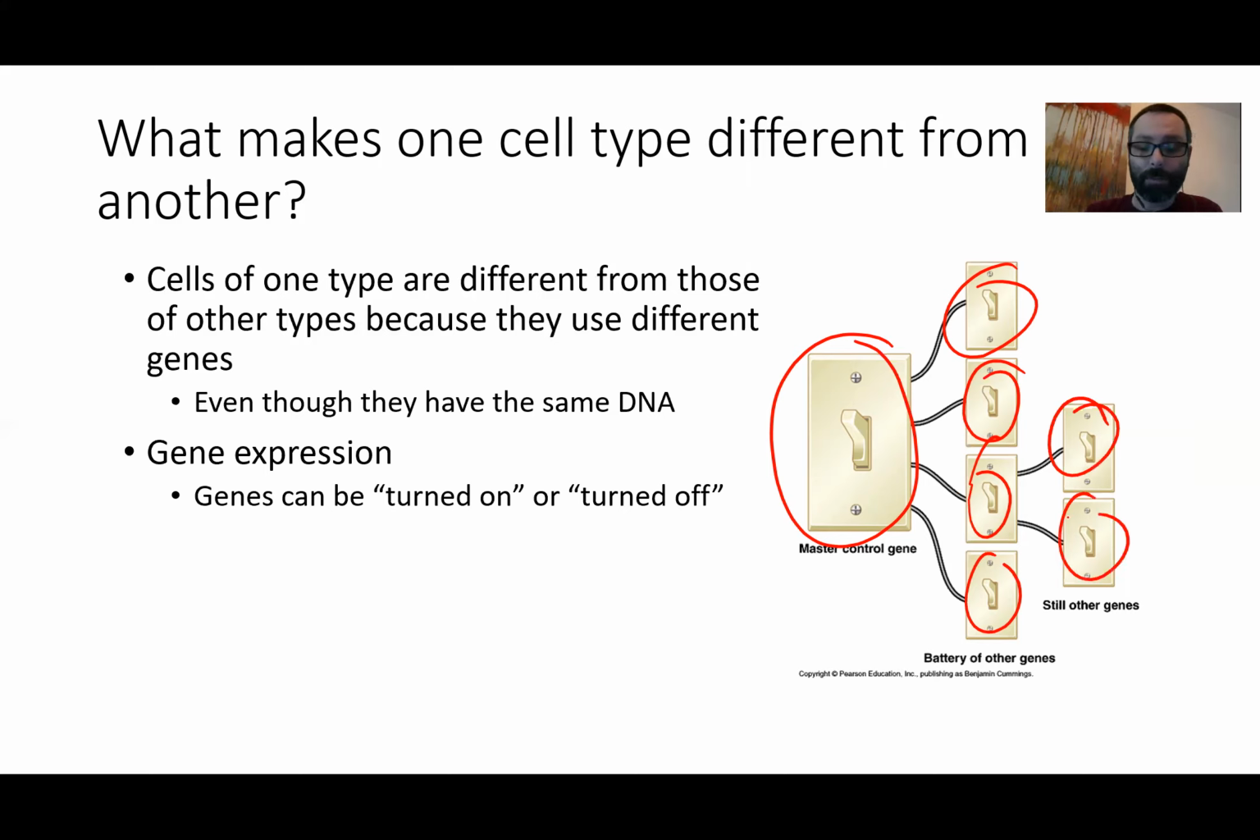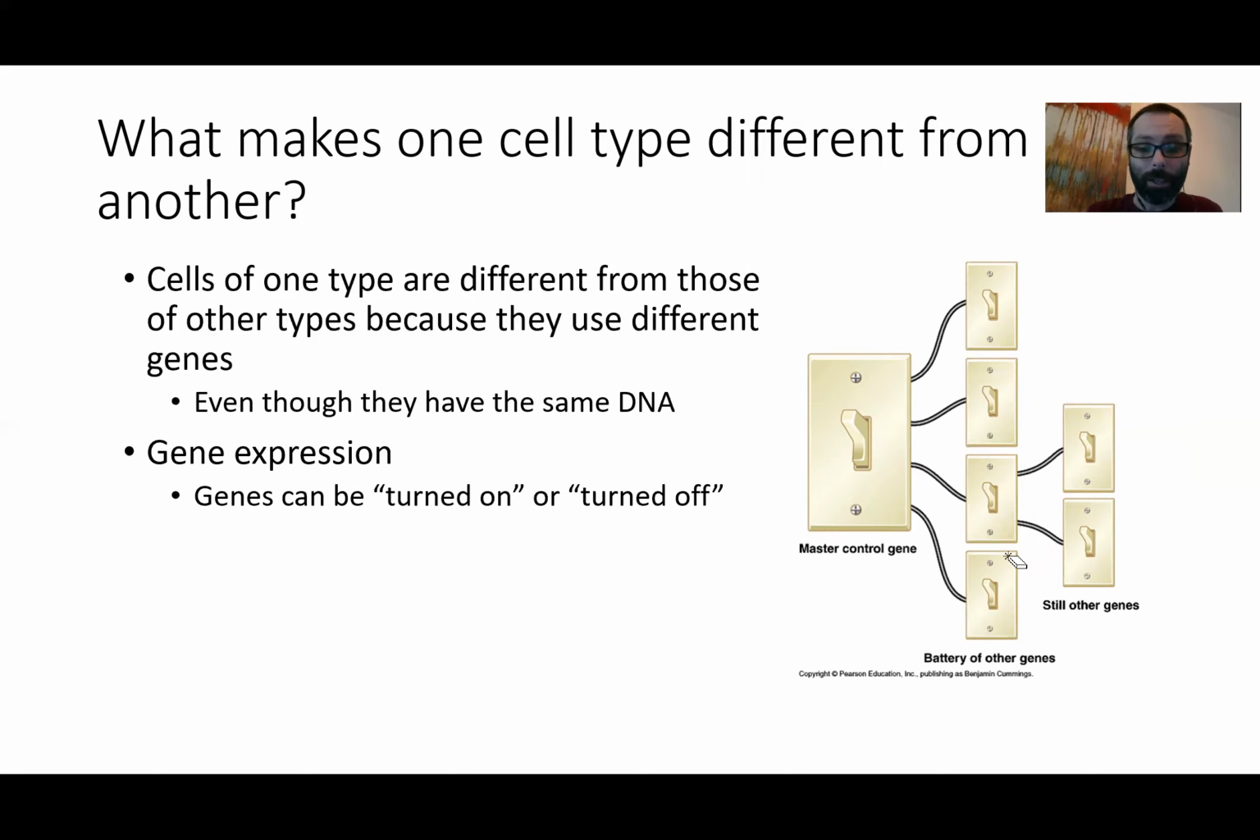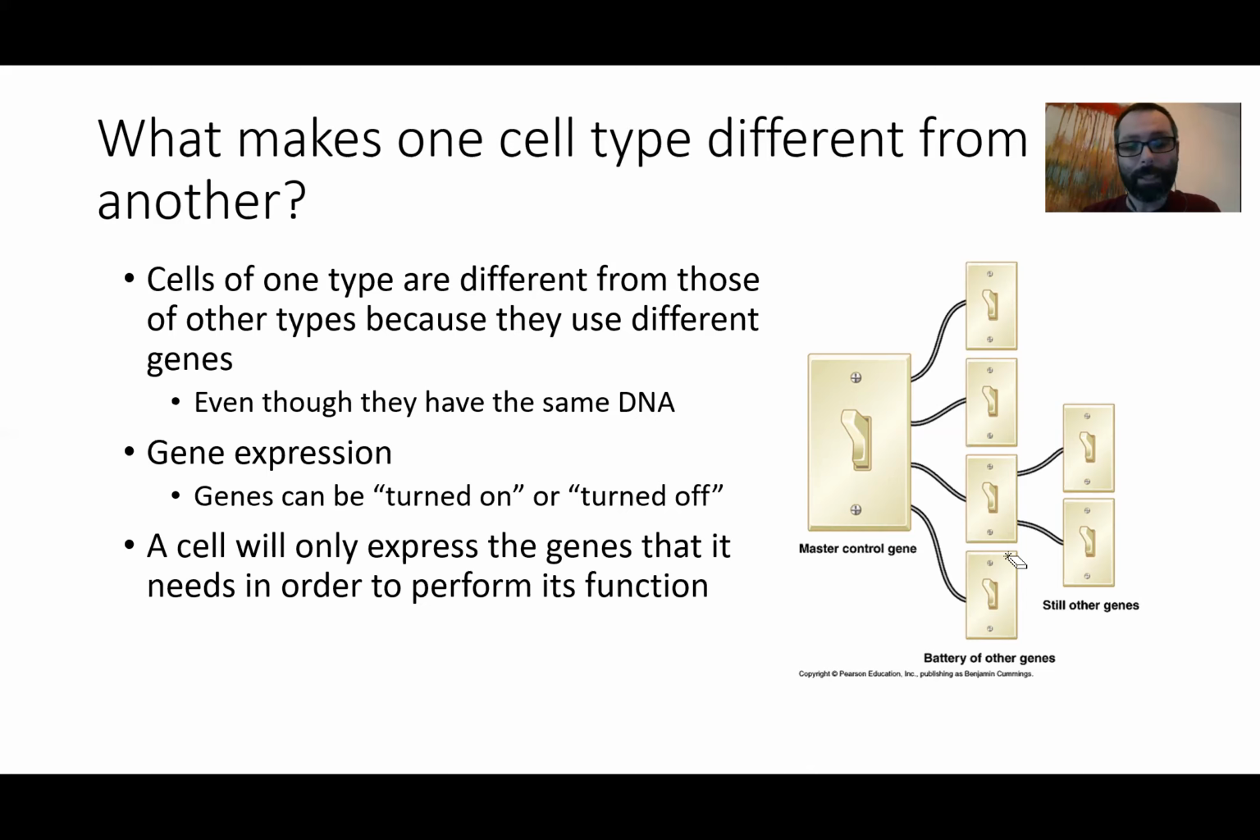This might keep going, so more and more switches get flipped, but the more switches you flip, the more specialized the cell will become. Meanwhile, while all these, let's say, muscle cell genes are being turned on, other genes, for say your liver or your skin or your brain, those are going to get turned off because we don't want those turning on, right? So the big idea about this is that cells only use the instructions that they want.